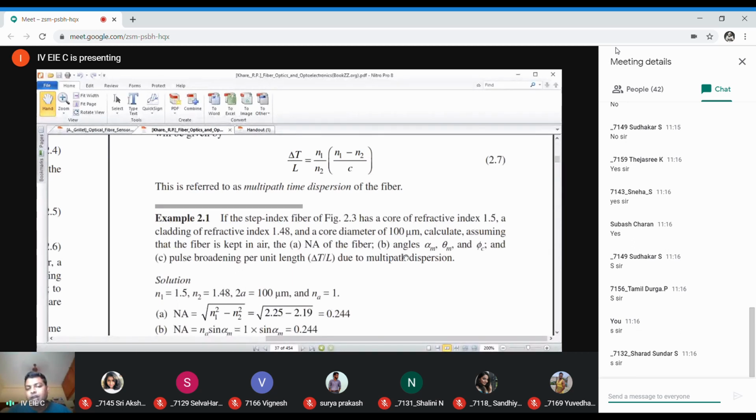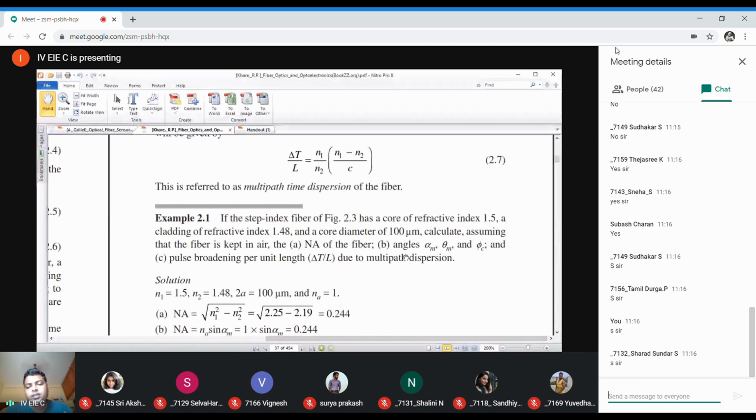A cladding of refractive index 1.48. So N2 is 1.48. Clear? Then a core diameter of 100 micrometer. So the core diameter is going to be 100 micrometers. Clear? So this is your third data.